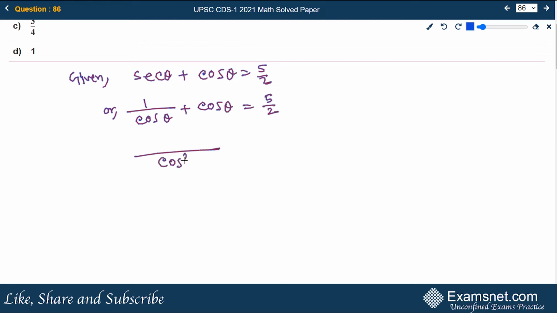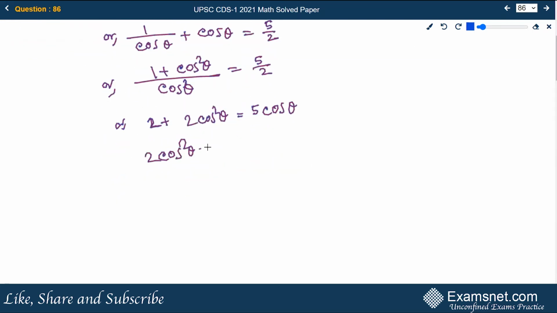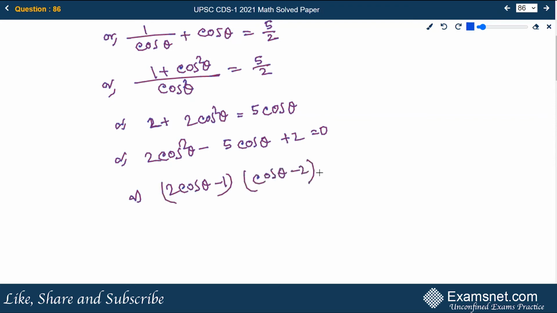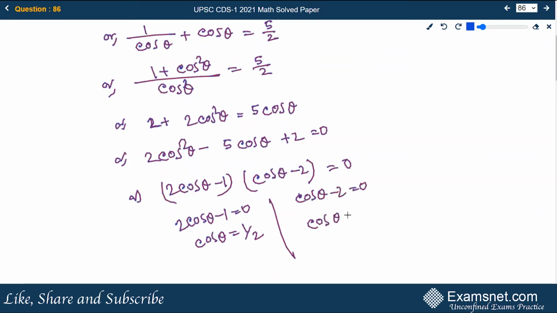So it would become (1 plus cos square theta) by cos theta equals 5 by 2. That gives 2 plus 2 cos square theta equals 5 cos theta. We can factorize it: 2 cos square theta minus 5 cos theta plus 2 equals 0. It would give us the factors (2 cos theta minus 1) and (cos theta minus 2) equals 0. So either 2 cos theta minus 1 equals 0, and we get cos theta as half, or cos theta minus 2 equals 0, that would result in cos theta as 2.